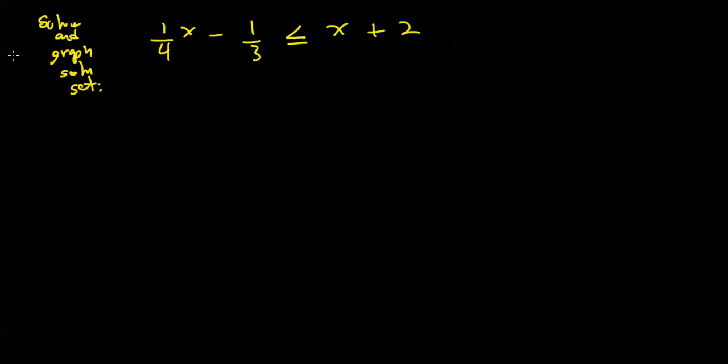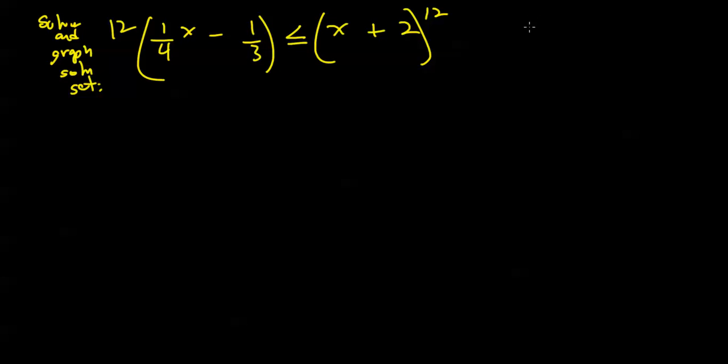Again, solve and graph the solution set: 1/4 x minus 1/3 is less than or equal to x plus 2. What shall I do here? I think the best thing to do in this problem is get rid of these fractions. Why deal with them if you don't have to? If I apply my distributive law correctly and multiply both sides by positive 12, I should get rid of all these fractions, at least for now.